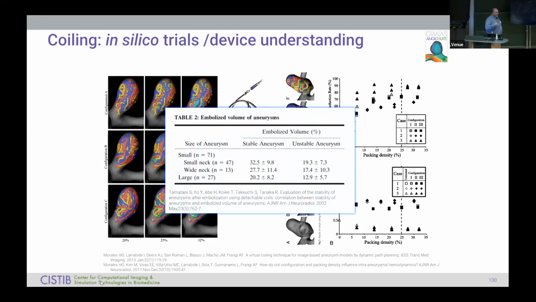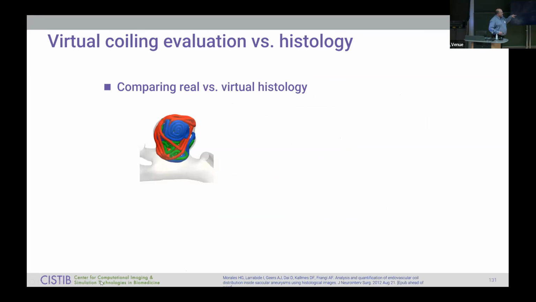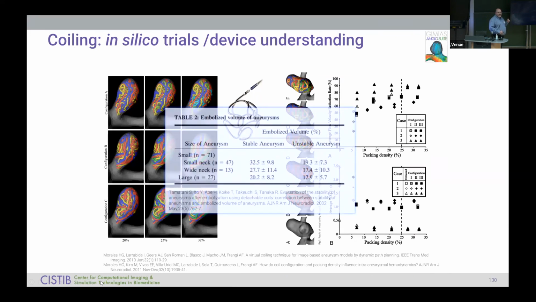10 years before that, in 2002, we found a paper that showed that aneurysms that were stable, meaning they didn't reopen, or unstable, they reoccur, tend to be larger in packing rate than the other ones. The packing rate was higher. But also that this higher packing rate was different depending on whether the aneurysm was small, large, small neck, wide neck. So this is a mini trial, you could argue, that we replicated 10 years later without knowing, but now we know something else.